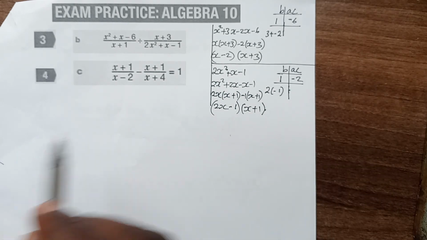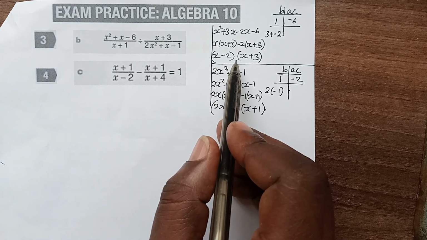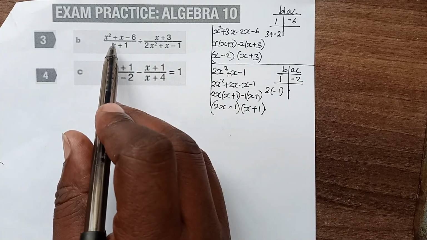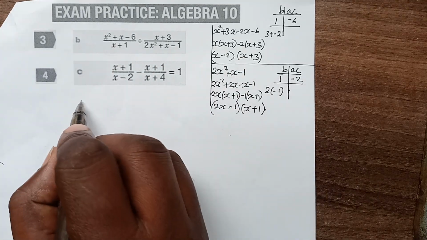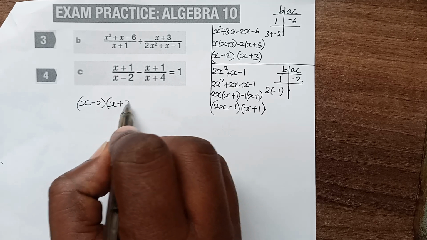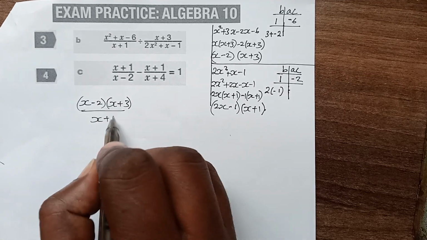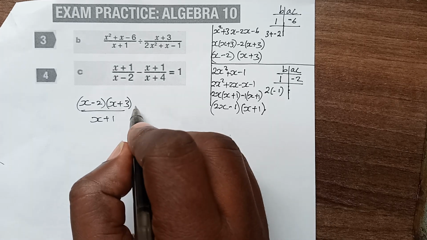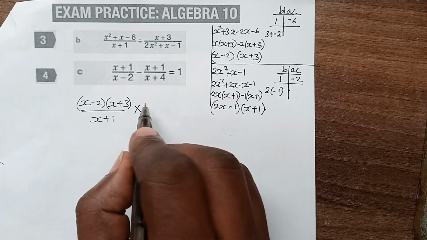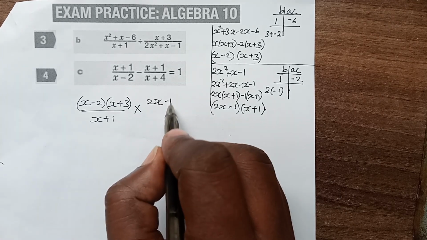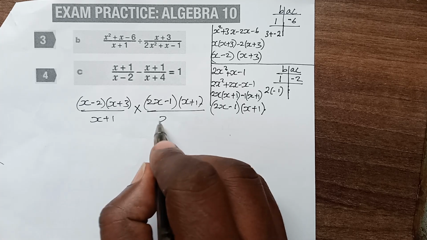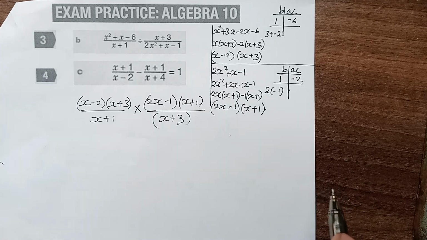And with that, we can now substitute our quadratic part with our factors, and we have (x minus 2)(x plus 3) over x plus 1, divided by, it means times the reciprocal of the divisor, and the denominator now becomes the numerator. We have (2x minus 1)(x plus 1) all over x plus 3, and that is now where we are.